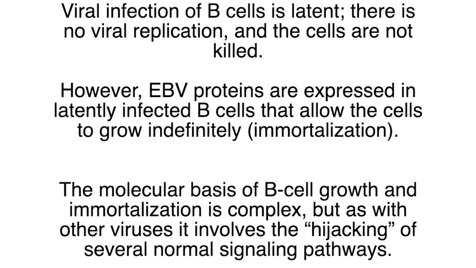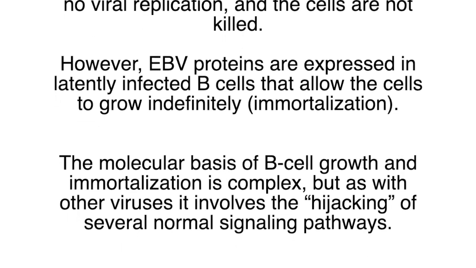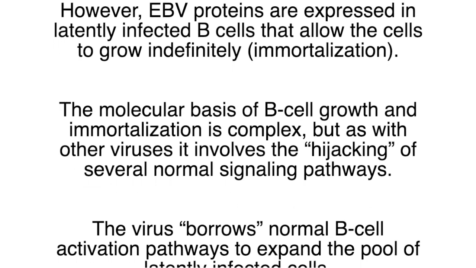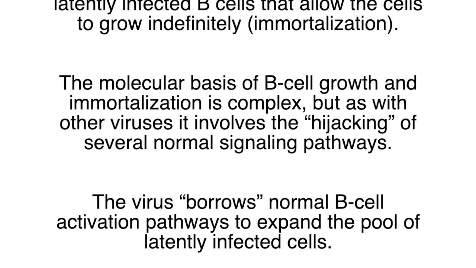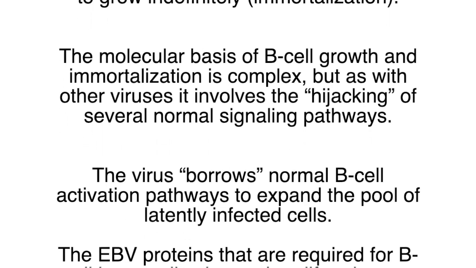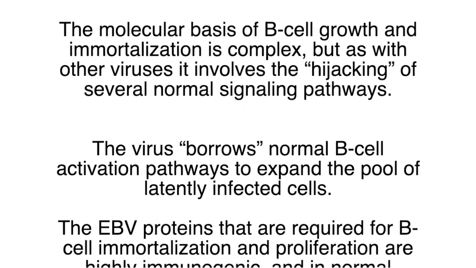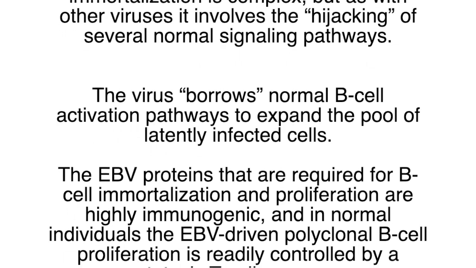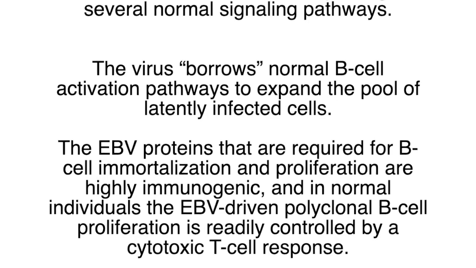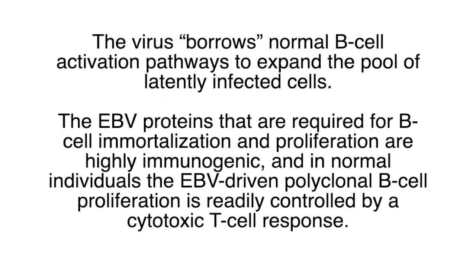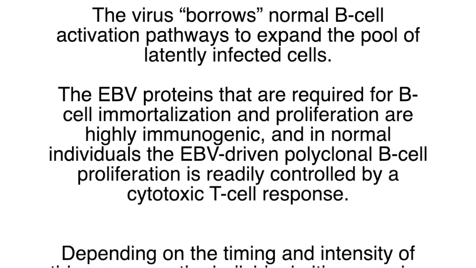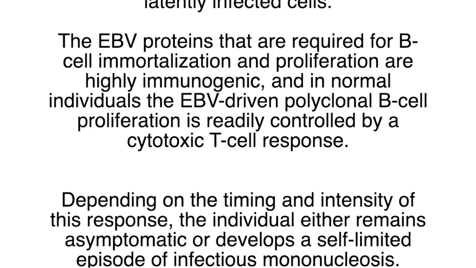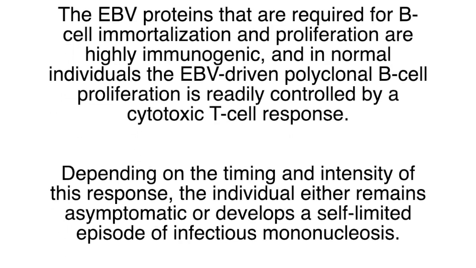The molecular basis of B cell growth and immortalization is complex, but as with other viruses, it involves the hijacking of several normal signaling pathways. Thus, the virus borrows normal B cell activation pathways to expand the pool of latently infected cells. The EBV proteins that are required for B cell immortalization and proliferation are highly immunogenic, and in normal individuals, the EBV driven polyclonal B cell proliferation is readily controlled by a cytotoxic T cell response.